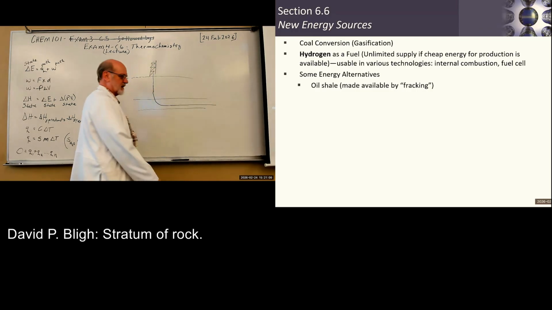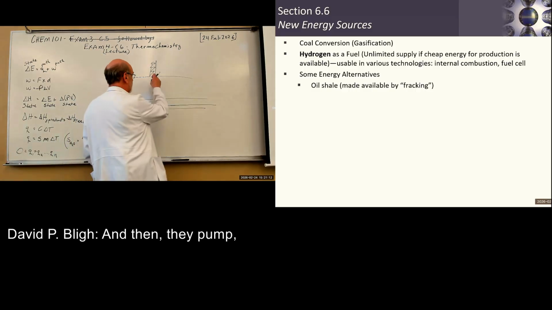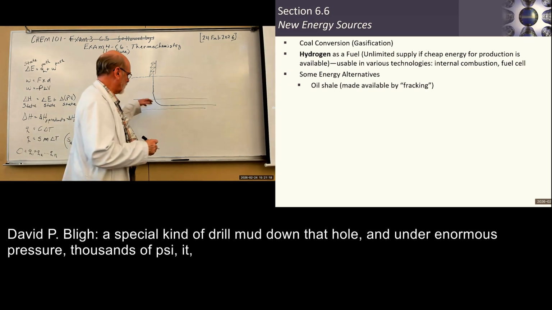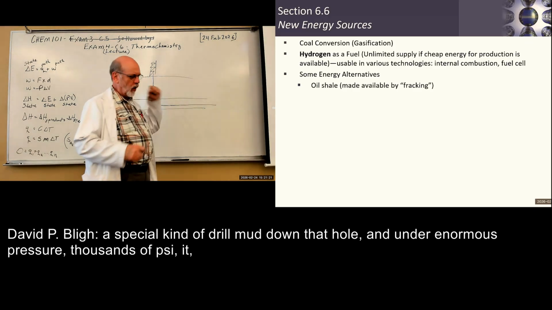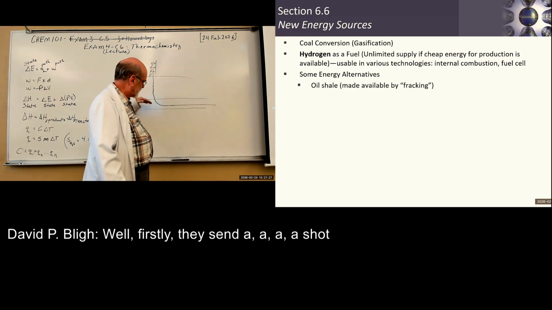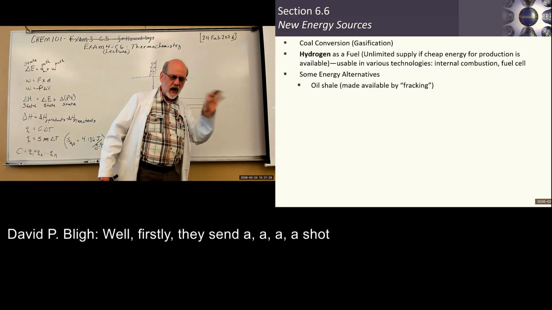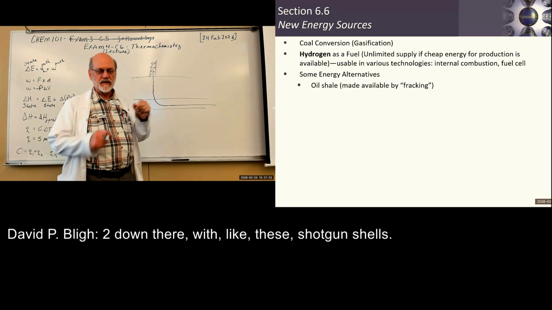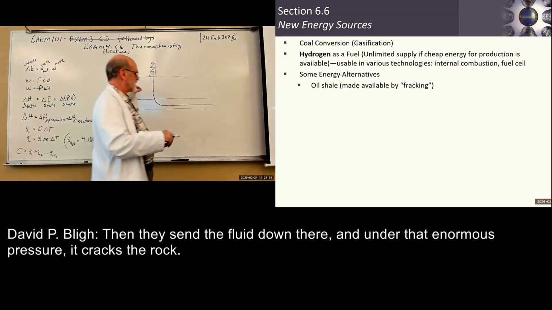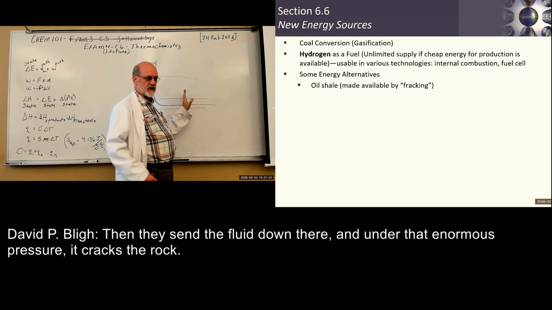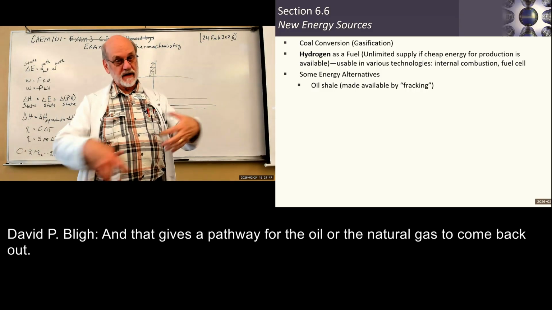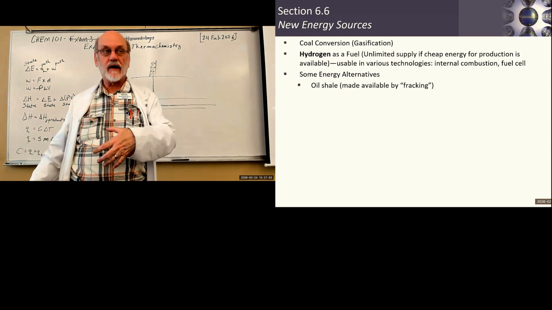out through that stratum of rock, and then they pump a special kind of drill mud down that hole, under enormous pressure, thousands of psi. First they send a shot tube down there with like these shotgun shells, and they poke holes through the pipe. Then they send the fluid down there, and under that enormous pressure, it cracks the rock, and that gives a pathway for the oil or the natural gas to come back out.